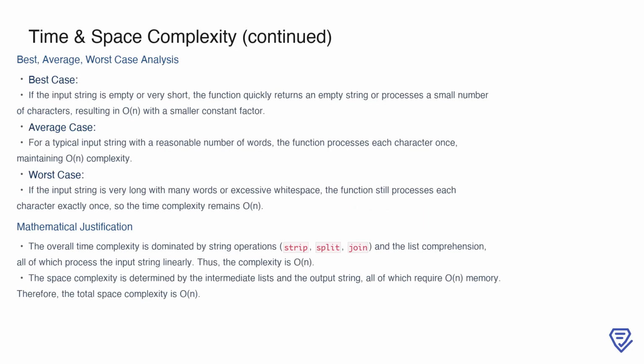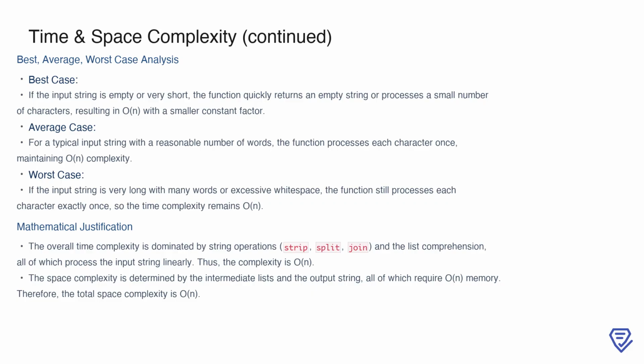Finally, let's analyze the best, average, and worst-case scenarios for the function. In the best case, if the input string is empty or very short, the function quickly returns an empty string or processes a small number of characters. Although the time complexity is still O(n), the constant factors involved are minimal. In the average case, for a typical input string with a reasonable number of words, the function processes each character exactly once and maintains an O(n) complexity.